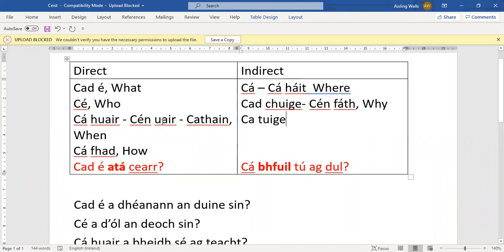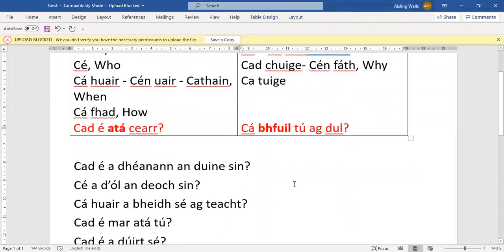So they're the others. And don't be worrying too much about the direct and indirect, but this is it here at the bottom. So we have Cad é atá, so there's your normal version of tá, your verb. Cad é atá cearr, which means what's wrong? It's a nice wee expression to know. And then over here, tá in its indirect form becomes bhfuil. Cá bhfuil tú ag dul, which is where are you going?